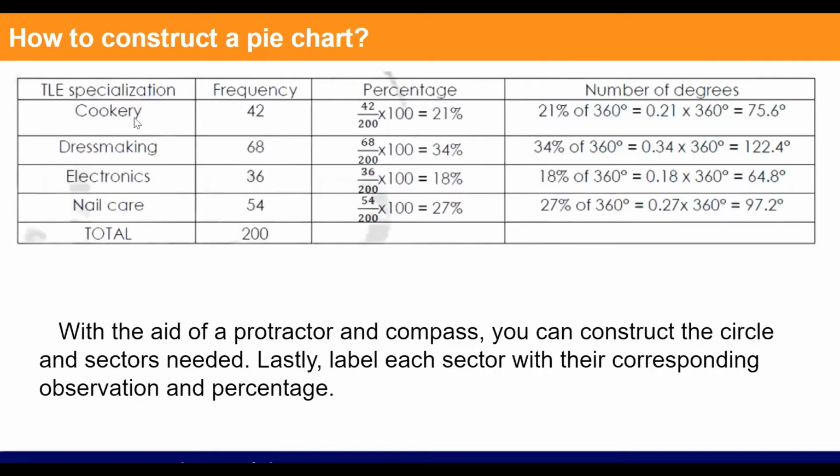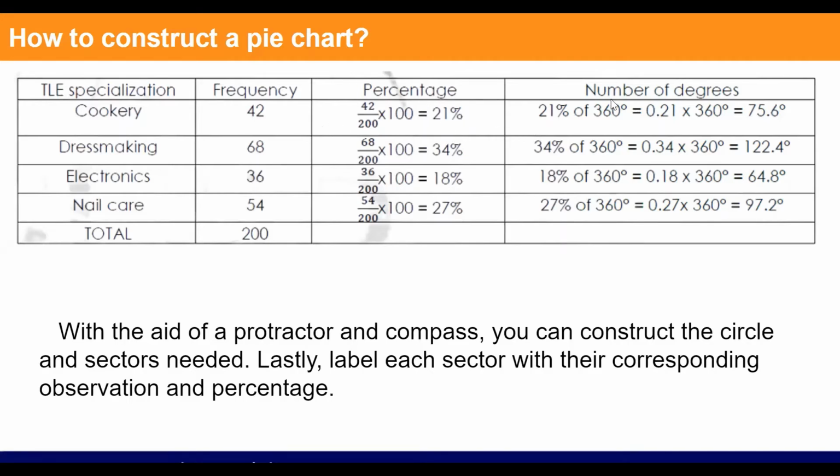Look at the table. We have the headings TLE specialization, frequency, percentage, and number of degrees. For cookery, it is composed of 42. How can we find the percentage? 42 divided by 200, where 200 is the number of respondents of the survey, and then multiply by 100. That's why we have 21%.